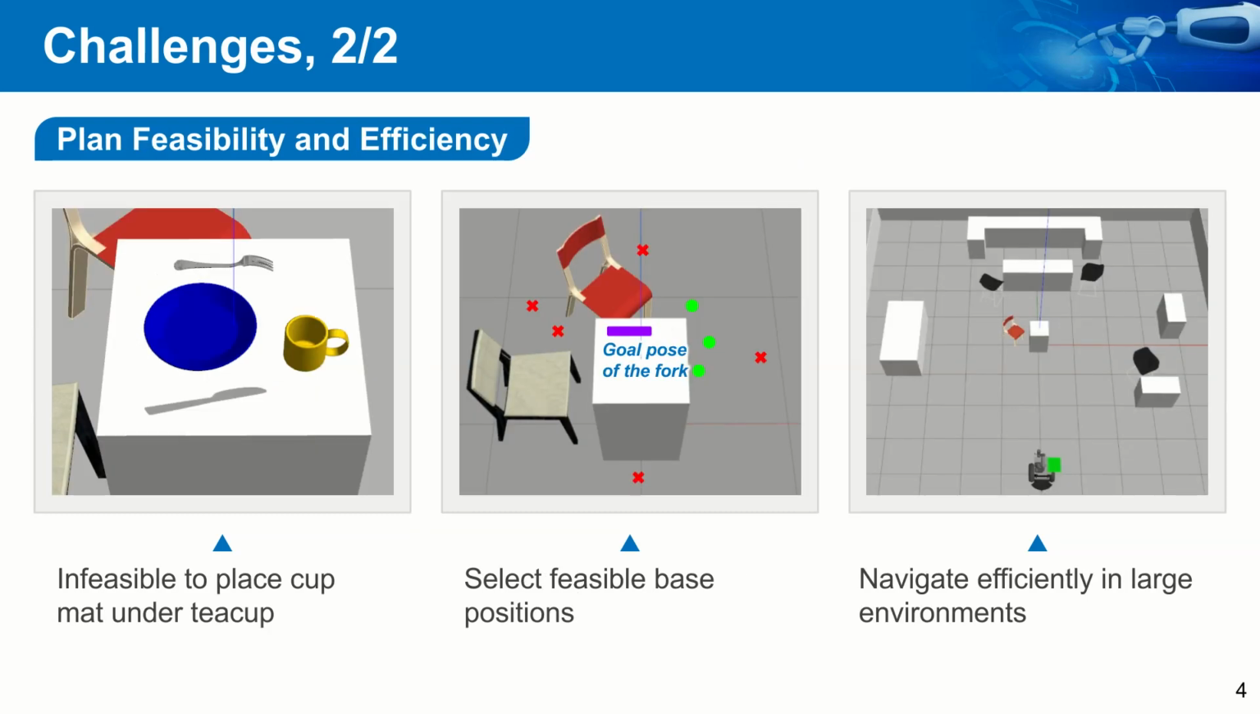Another challenge is how to compute a feasible and efficient plan to arrange items. For example, if the robot wants to place a coaster under a cup, it needs to place the coaster first and then place the cup. If the robot wants to place a fork in a purple area, it should stand on the green points. These points are close to the target area and allow the robot to avoid the chair. When working in a large environment, the robot also needs to care about planning efficiency.